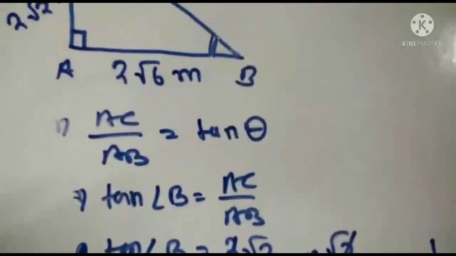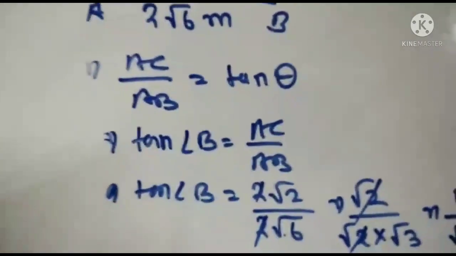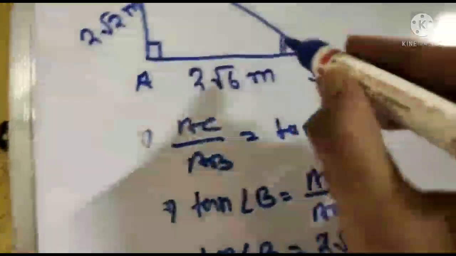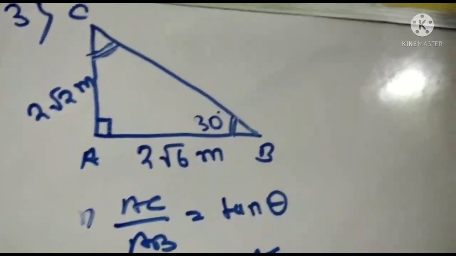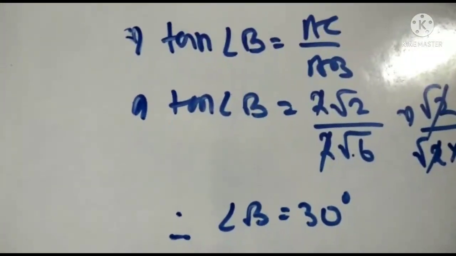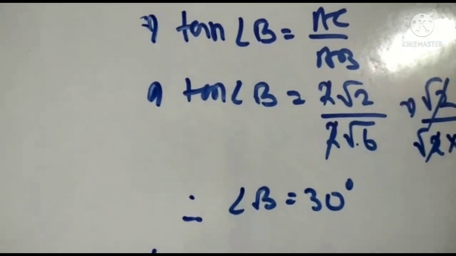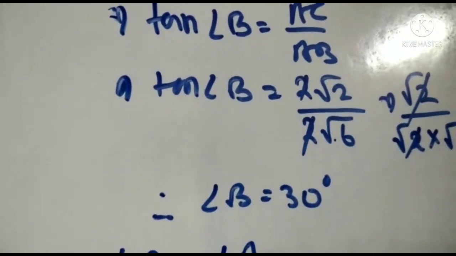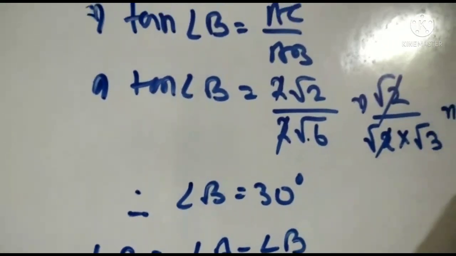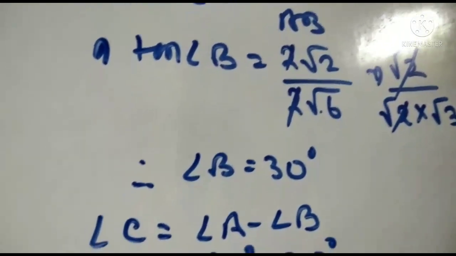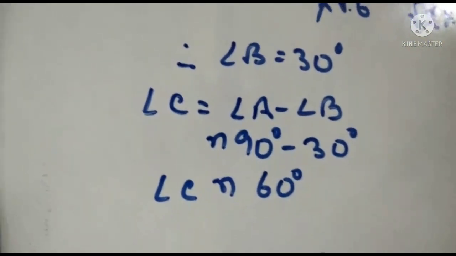Like this we have to find angles when two sides and one angle are given. Now let's see how to find angle C. Angle B we have got as 30 degree. Angle C we can find very easily: angle C will be equal to angle A minus angle B. Angle A means 90 degree, minus angle B, which we found to be 30 degree. So 90 degree minus 30 degree is 60 degree. Therefore angle C is equal to 60 degree.